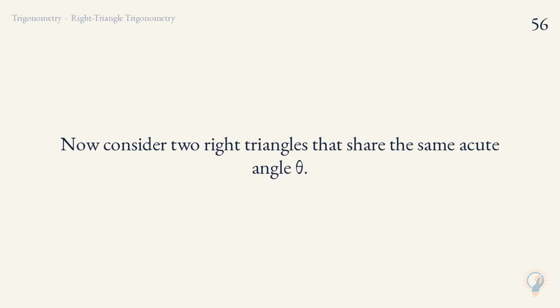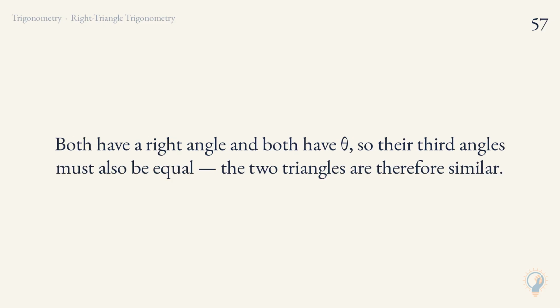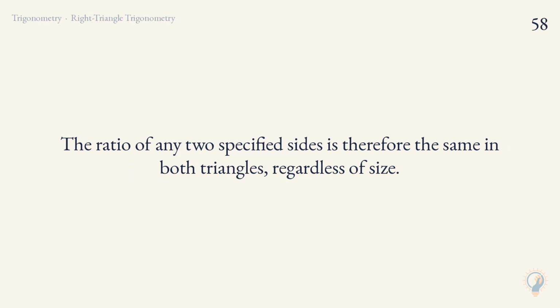Now consider two right triangles that share the same acute angle theta. Both have a right angle and both have theta, so their third angles must also be equal. The two triangles are therefore similar. The ratio of any two specified sides is therefore the same in both triangles, regardless of size.